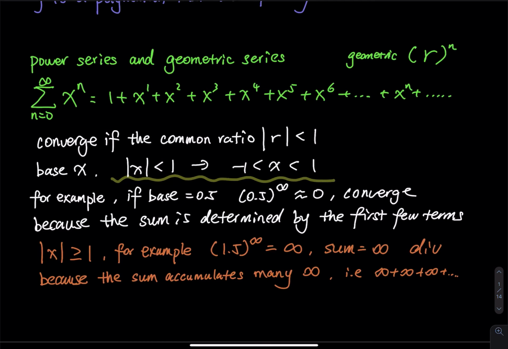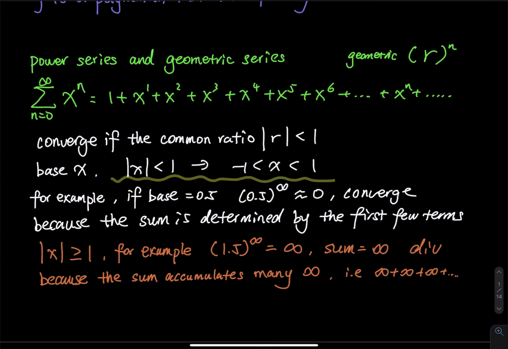And then every time you find the interval of convergence, you have to employ the concept of geometric series, which is you have to make the absolute value of the base, which is x, less than 1. So that implies that x is between -1 and 1. So more concept back in the geometric series.